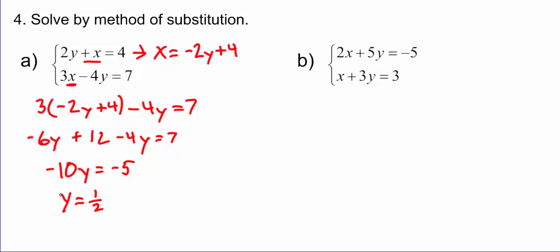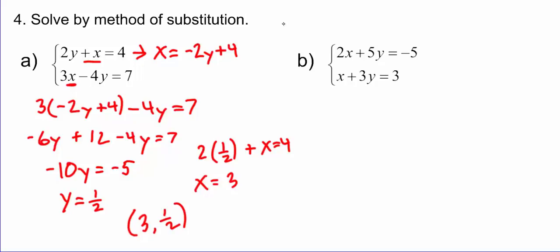And then at this point, I just need to plug that value for y in. I'll use the first equation, but you could use either one. It shouldn't matter. So 2y, so 2 times 1/2 plus x is equal to 4. This is 1. If I subtract 1, I get x equal to 3. And we like to write our solution to systems problems as an ordered pair, and that's what it looks like, 3 comma 1/2. All right, on part B, same kind of deal. You could solve for any variable you want.